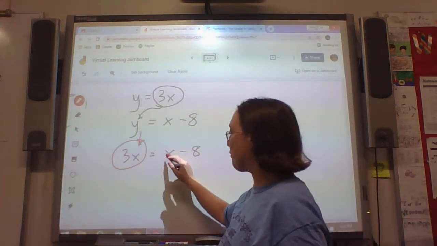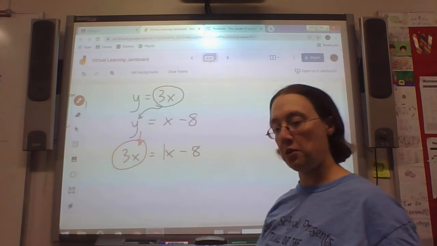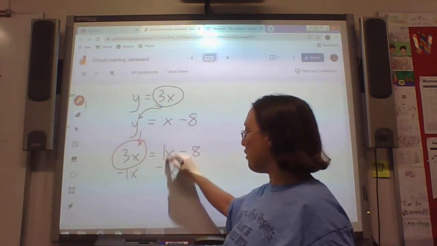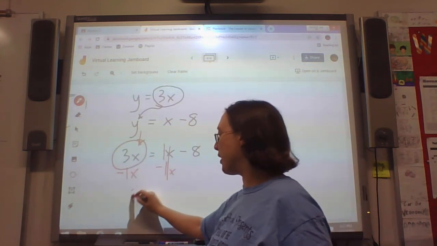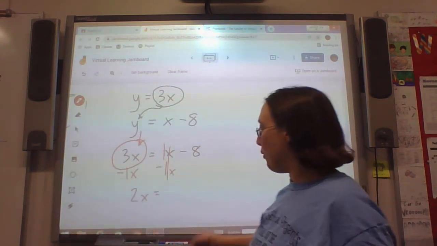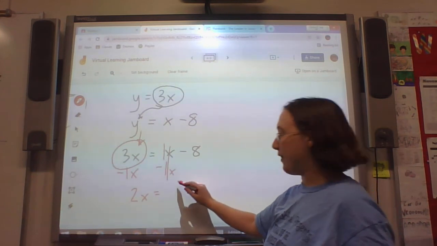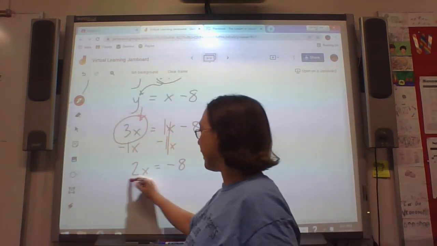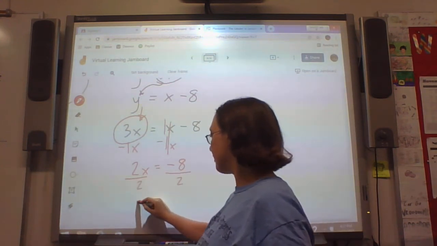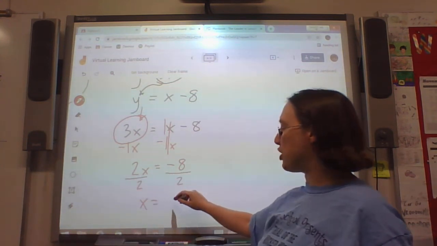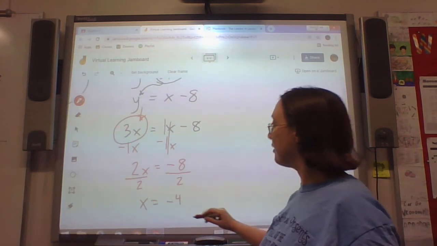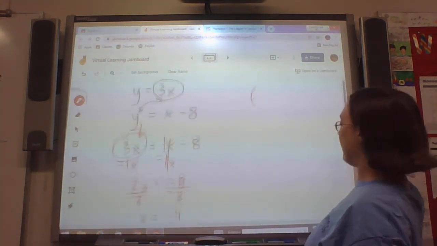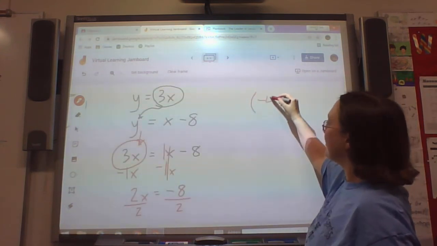Okay, same sort of thing. Now we're going to solve for x. If there's not a number out front, it's automatically a 1. So we're going to subtract the 1x. We're going to subtract the 1x. These are gone. 3x minus 1x is 2x. And watch out, don't lose that negative that's in front of that 8. And then we're dividing by 2. Negative 8 divided by 2 gets you negative 4, which is the first part of our point. So we know our point is negative 4 something.